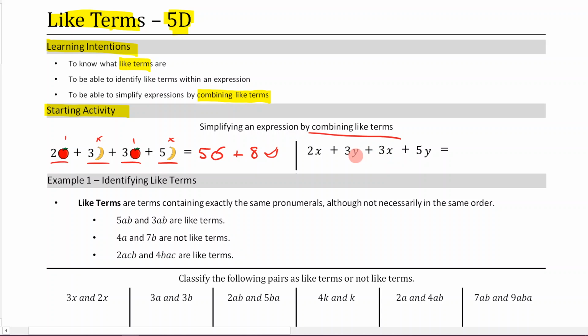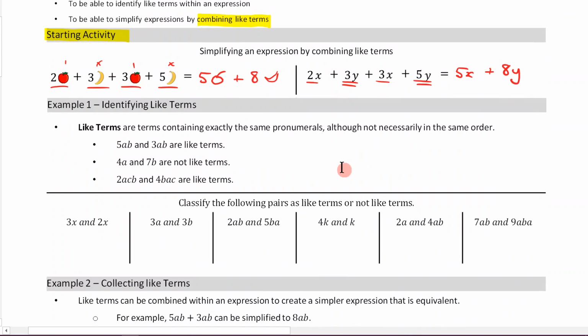The only thing that makes this different is I'm now dealing with pronumerals. So if I have 2x and I have plus 3x, that means I have a total of 5x. And if I have 3y plus 5y, that means I have a total of 8y. I have simplified this by combining like terms. Let's now move on to our first example, which is asking us to identify like terms.